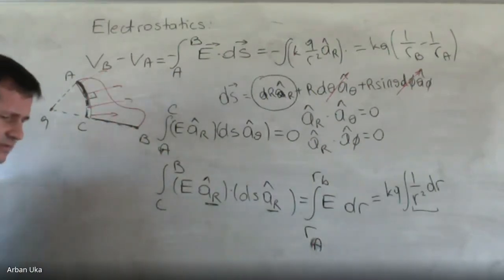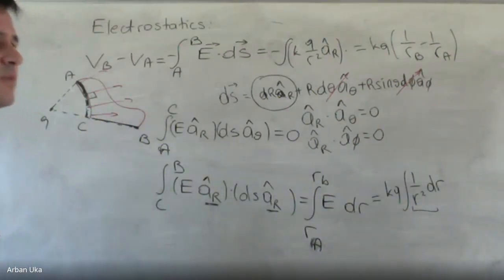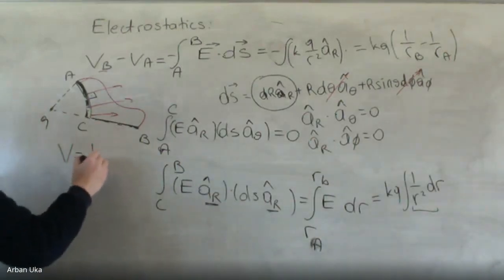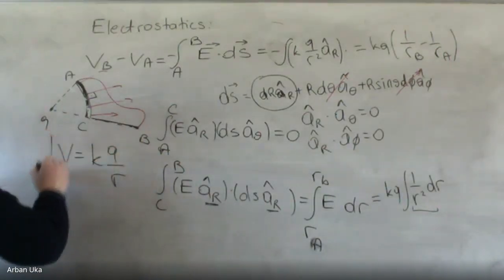What is the potential difference that the charge will experience if it goes from point A to B? That's how much change we're going to observe. Then, at this instant, we can also look at this expression. The potential is defined as KQ over R.